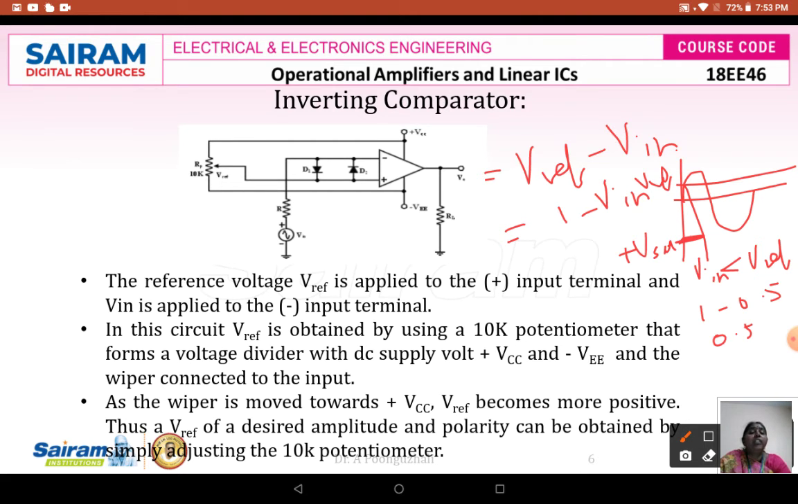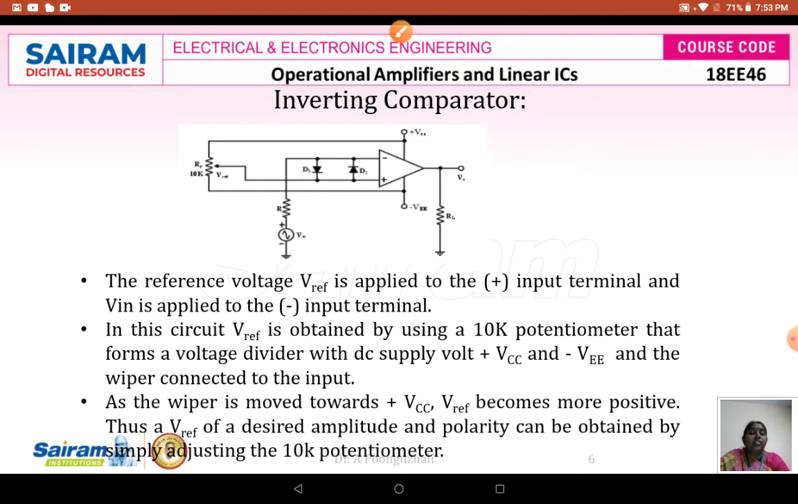Next is when my input goes above your V reference, that means I will take it as 2 or 1.5. So 1 minus 1.5 is going to be a negative voltage. Negative voltage means my output will move from plus Vsat to minus Vsat. Again, next at this point it will compare. So at this point my input voltage is less, so it will go to plus V saturation there. This is how a comparator works.